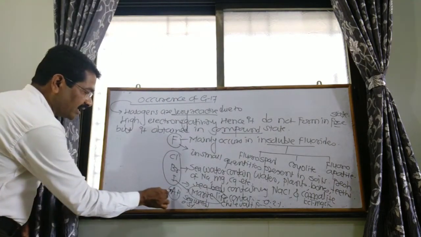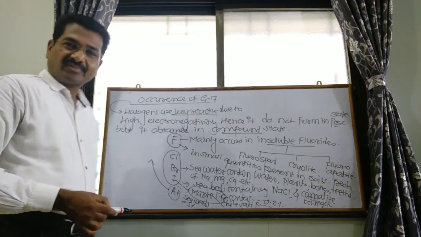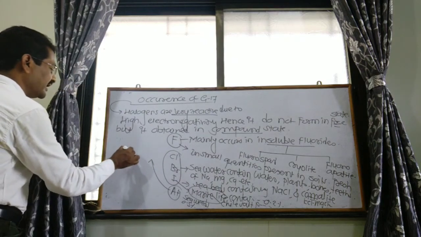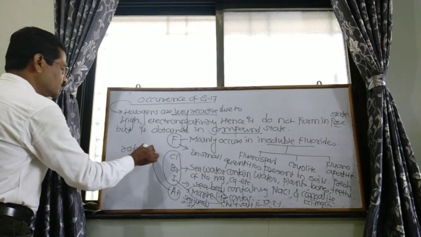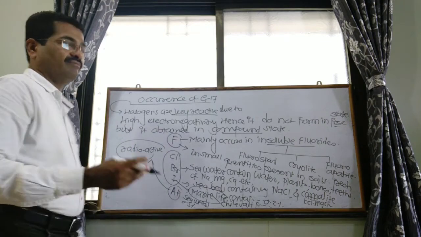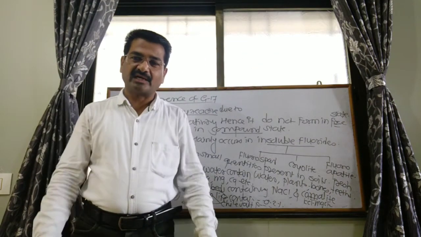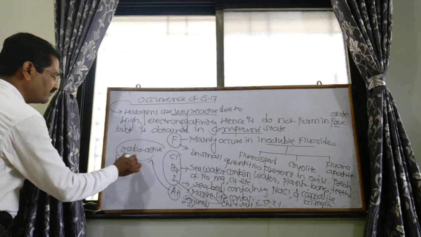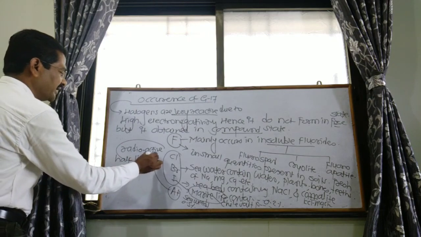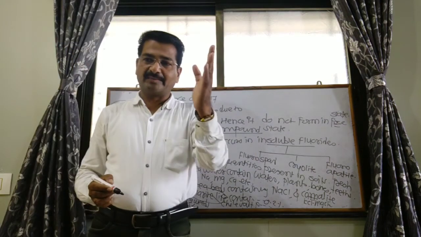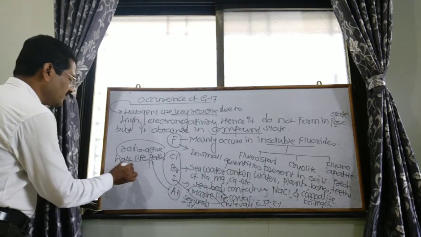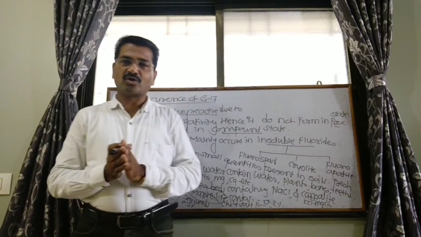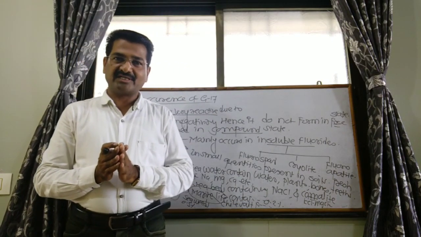Then the last element, astatine. Astatine is a radioactive element. This is what gives off rays. Radioactive elements have a half-life period. Astatine is the radioactive element having half-life period 8.1 hours. So this is the occurrence of G17 elements. Okay, thank you.